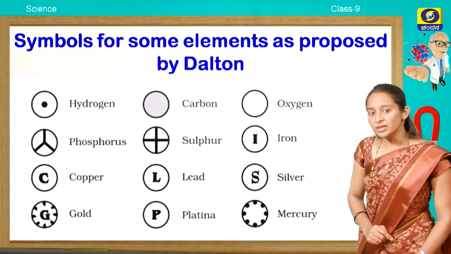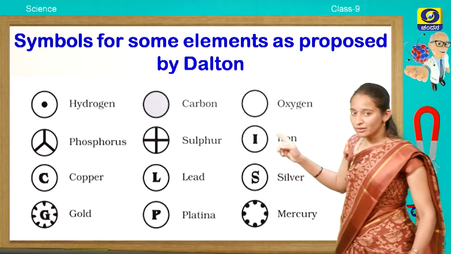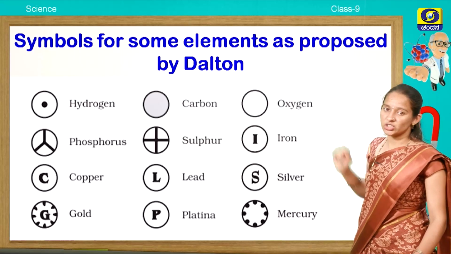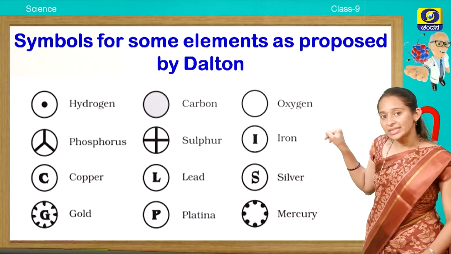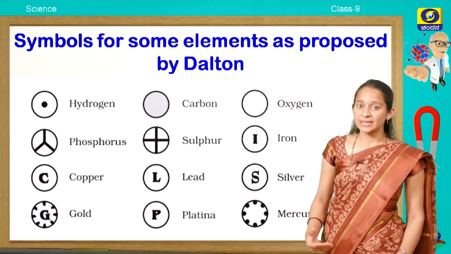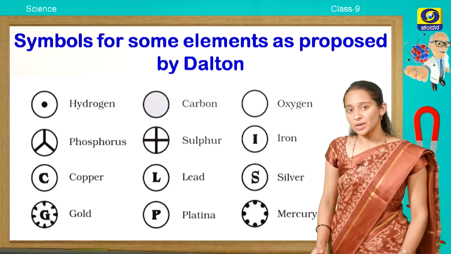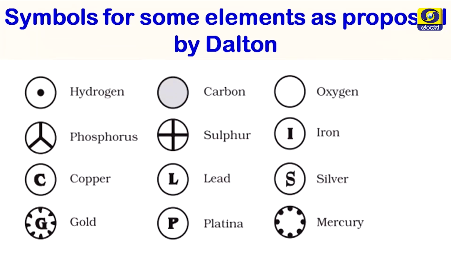And for phosphorus, we have circle with 3 lines. For sulfur, circle with square shape. For iron, circle with I written in the center of the circle. In this way, Dalton has given symbols to some of the elements known at his time. He has not used any particular rules for giving the symbols, but he has given pictorial symbols to some of the elements at his time.